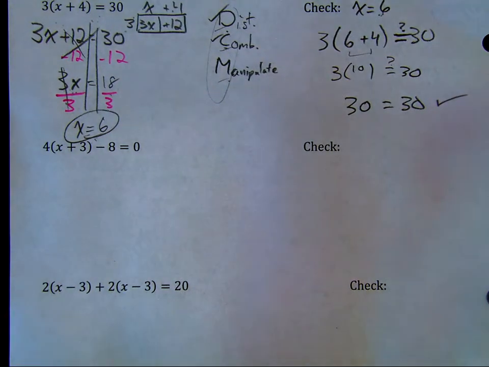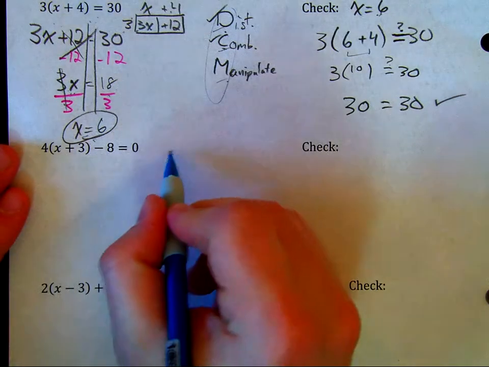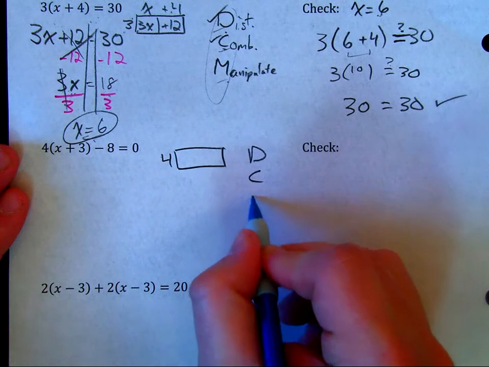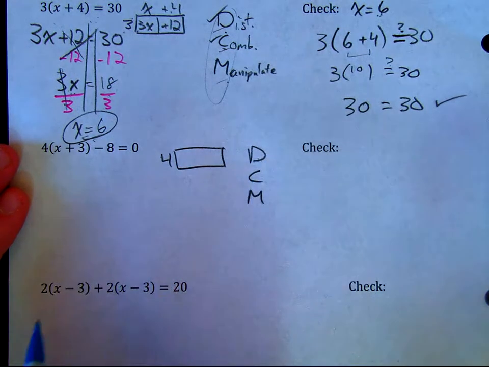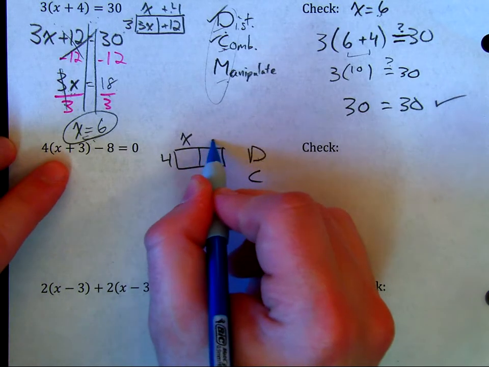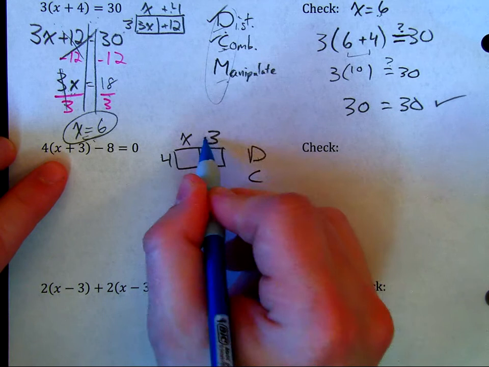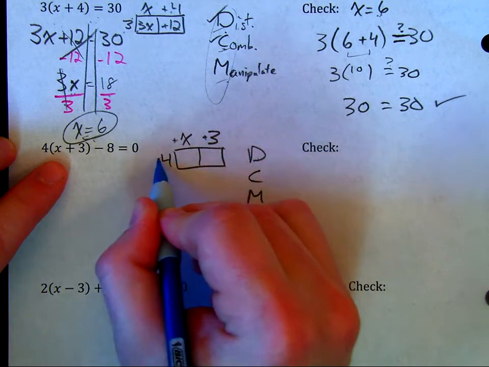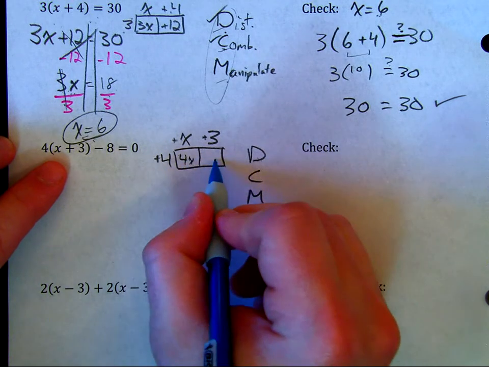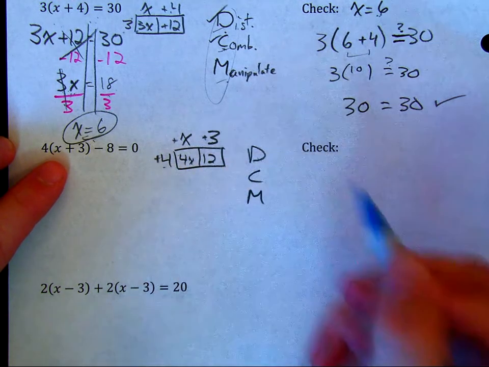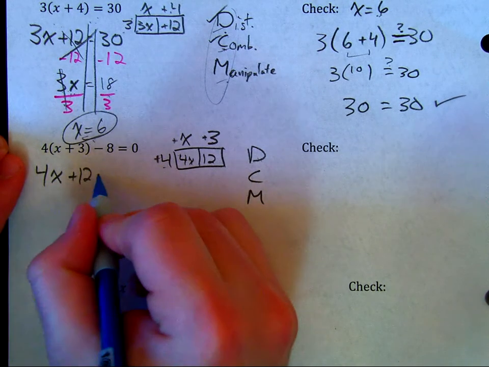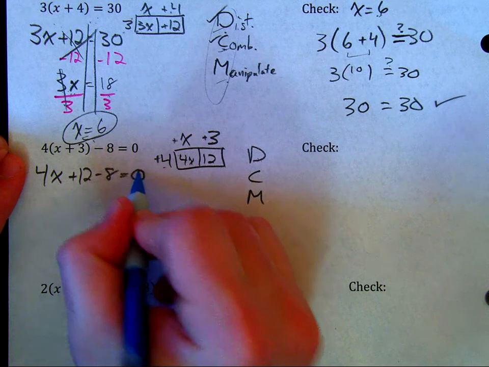And the next one, again, I can have my distributive property first. So I have my DCM, so I'm going to do distributive property. 4 is going to be on the outside. Then I have positive x and a positive 3 on top. Kind of draw the signs if you need to remind yourself. 4 times x is 4x, and then 4 times 3 is 12. Again, write that right below. So I have 4x plus 12 minus 8 equals 0.